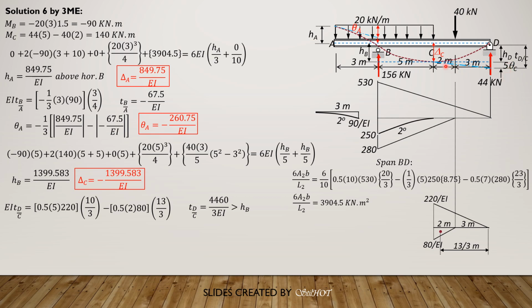Since theta C again is expected to be negative because it is inclined down to the right, 5 theta C is equal to the negative of the absolute value of deviation of D relative to C minus HD. In other words, the deviation of D relative to C minus HD is 5 times theta C, but because theta C is negative, we set the difference negative. So 5 theta C is negative absolute value of deviation of D relative to C minus absolute value of HD, which is equal to HB. Then we can solve theta C equals negative 17.417 over EI. So that's it for the solution by the three-moment equation.